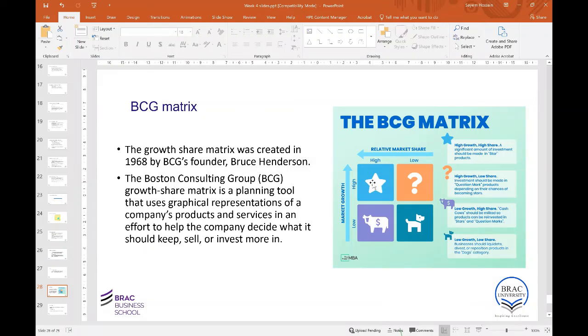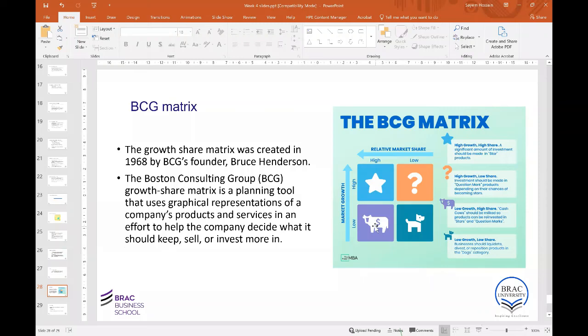So they're the ones giving you lots of growth, and market share is very high. Then you have high growth and low share. These are question marks. In some businesses, your growth is very high, but your market share is still not that much. So there's a question mark: should we invest more into this one or not?